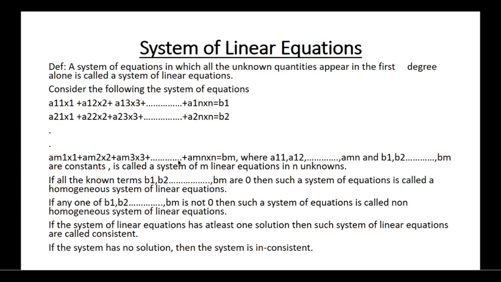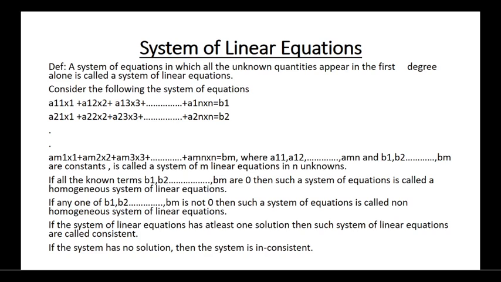In any system of linear equations, if the right hand side constants are all 0, then we call such a system a homogeneous system of linear equations. If at least one of the right hand side constants is non-zero, then we call such a system a non-homogeneous system of linear equations. For this system, using the matrices method, we can find the solutions.